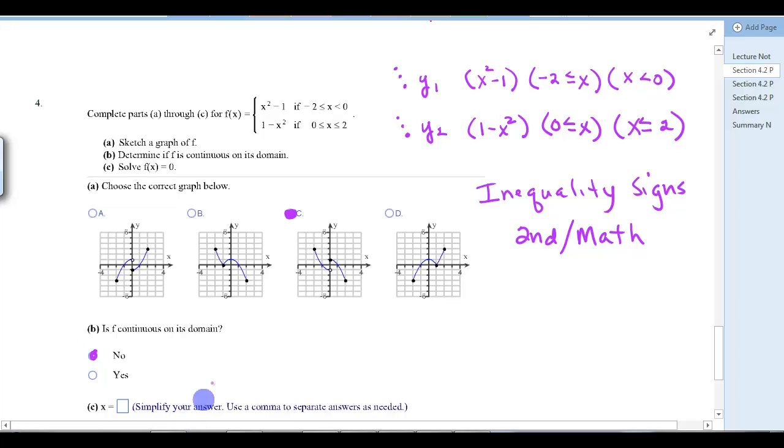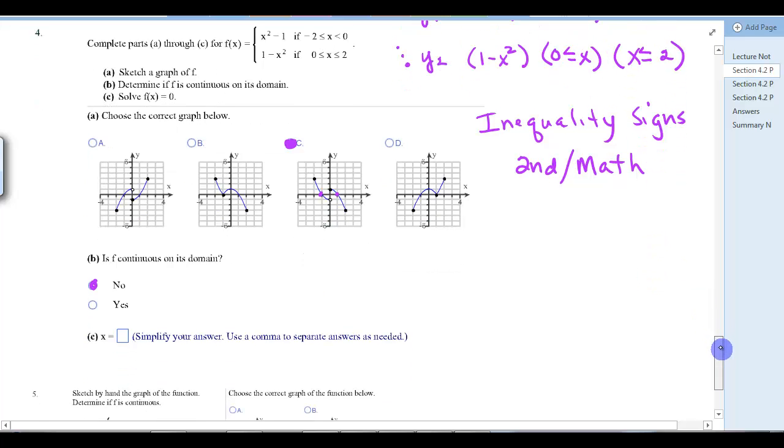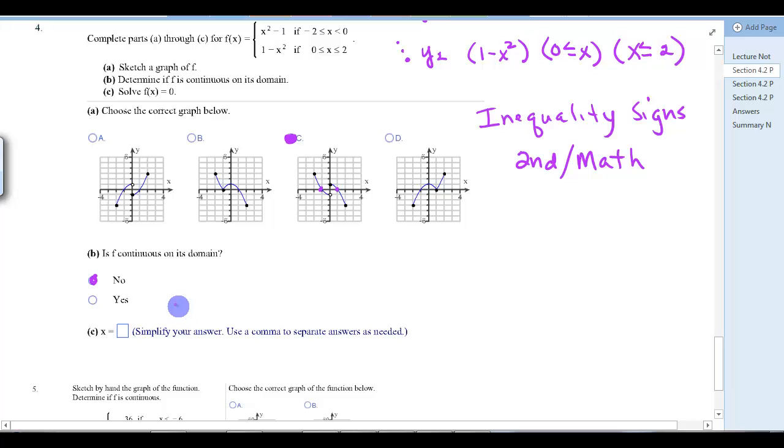And we're supposed to solve for f of x equals 0. What are the x-intercepts? That's what we're looking for. And we can see there's an x-intercept there, and there's an x-intercept there. So it should be negative 1 and 1. All right.